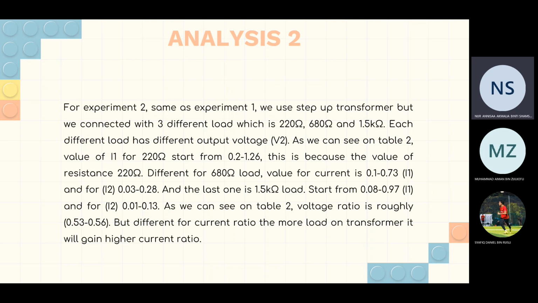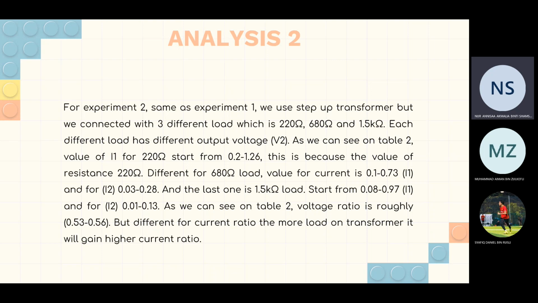Different for the 680 load, the value for current is 0.1 to 0.73. And for I2, it starts from 0.03 to 0.28. And the last one is 1.5 kilo ohm load, which starts from 0.08 to 0.97. And for I2, 0.01 to 0.13.